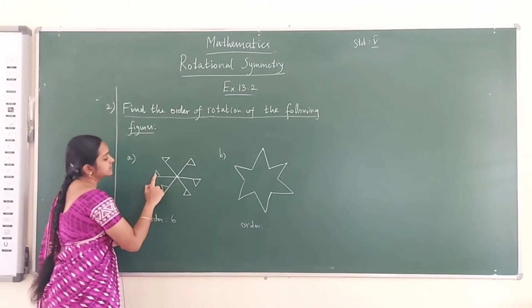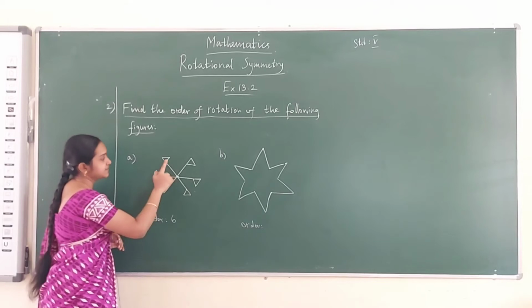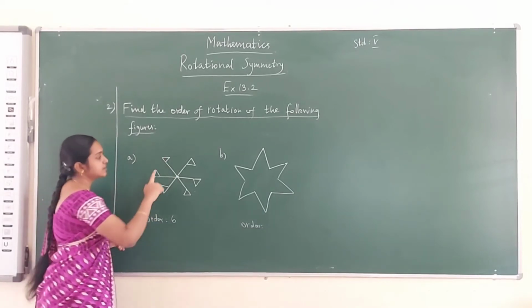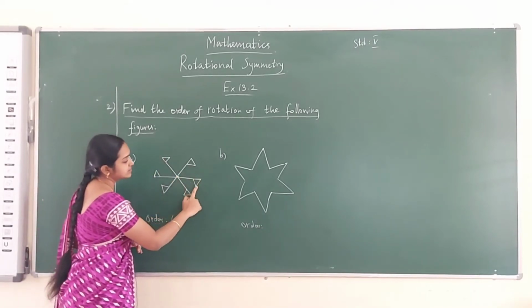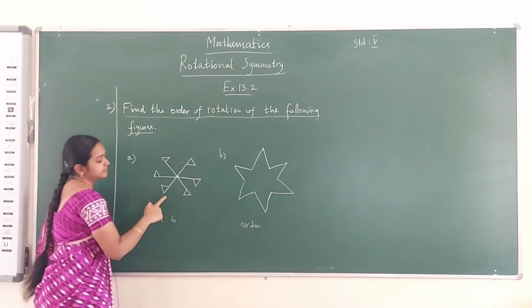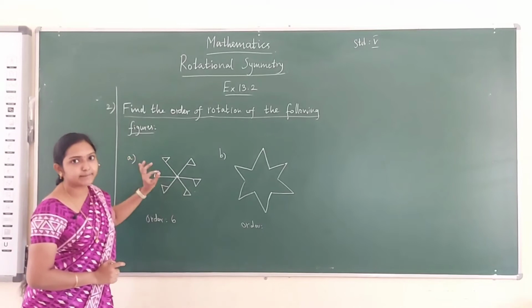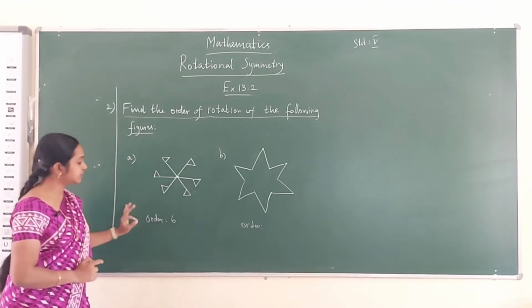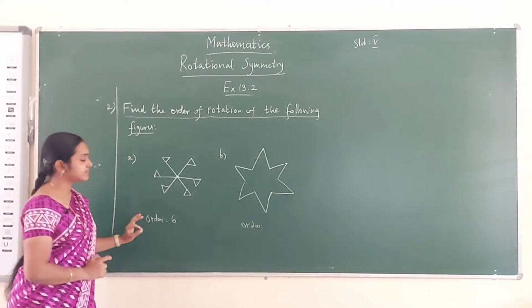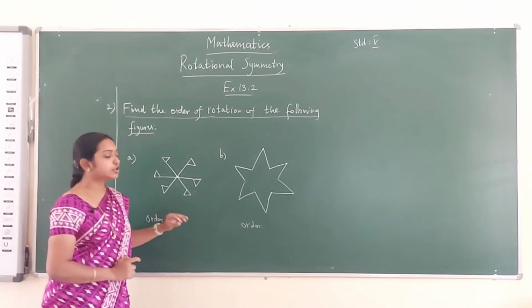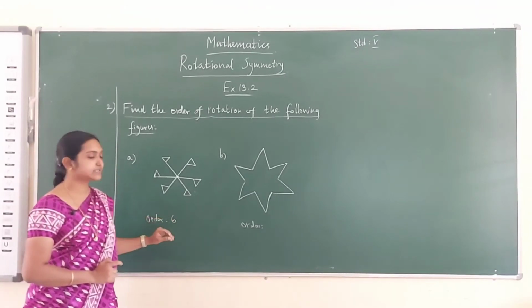The triangle here will reach here for the first time. So the first time it will look the same. The second time it will reach here, third time here, fourth time here, fifth time here and sixth time here. So it reaches a complete rotation, and in a complete rotation it looks the same 6 times. So the order of the image is 6.